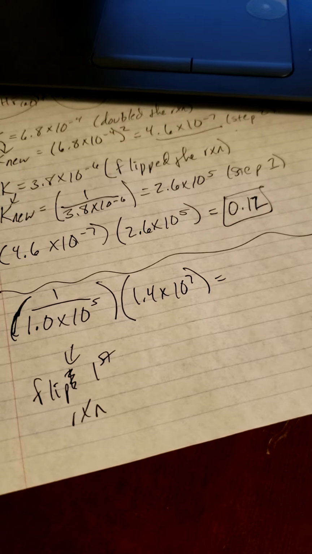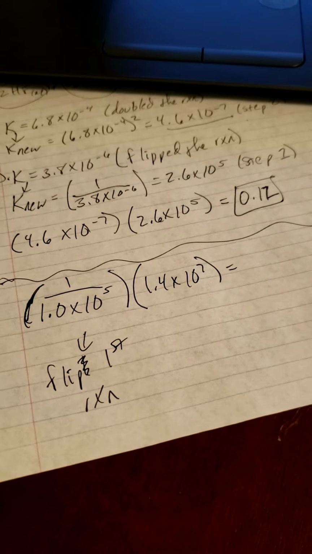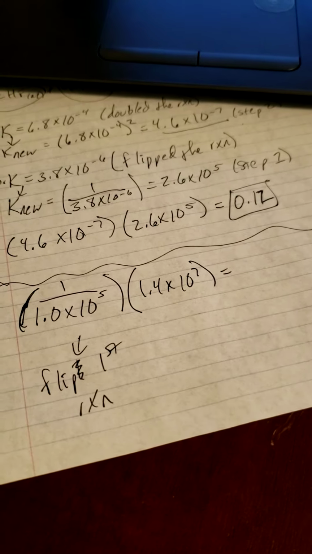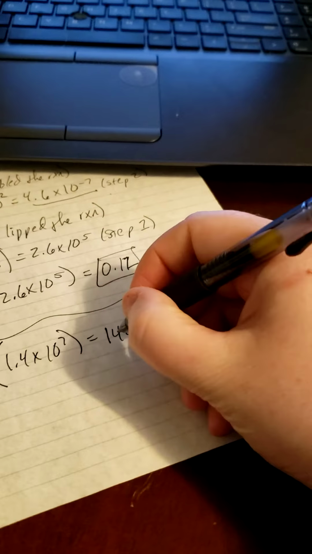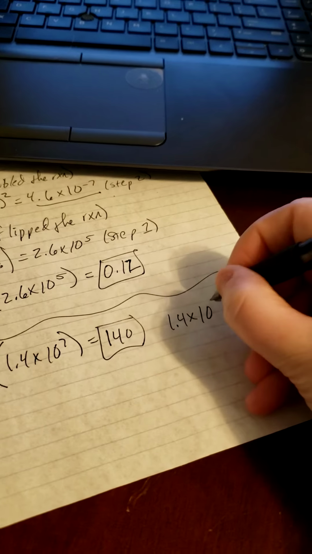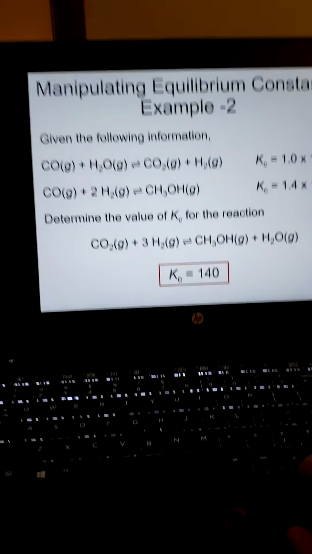So 1 divided by 1 e to the 5th times 1.4 e to the 7th. And I get 140. Or in proper sig figs, I guess that would be 1.4 times 10 to the 2nd. Right? But there you go.